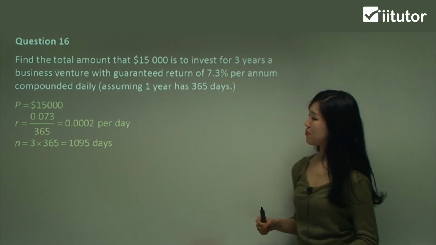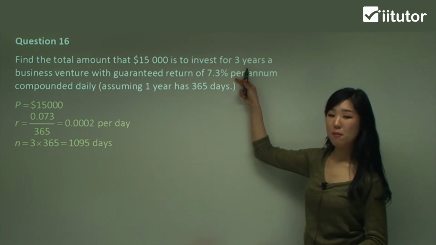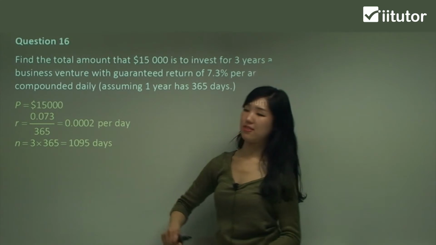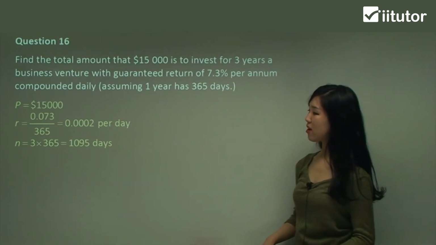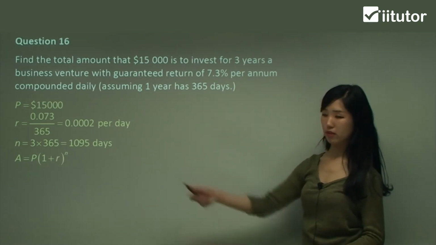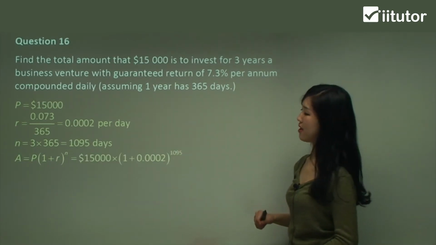Now, the number of terms is 3 years, so how many days in 3 years? Times it by 365 to get that amount. So we've got it all, we've put it in the right units. Let's put it into our formula. Let's have a close look at the formula again and put it in.